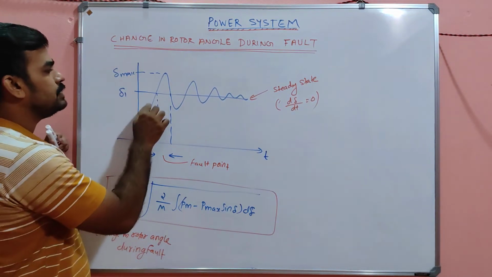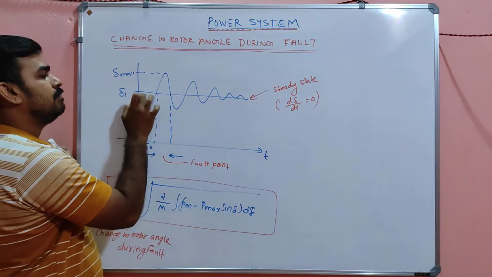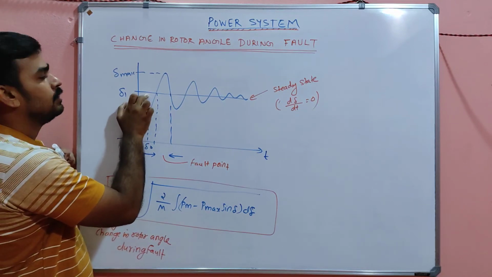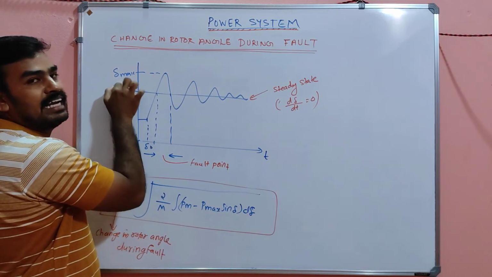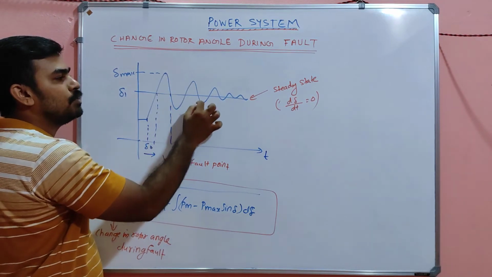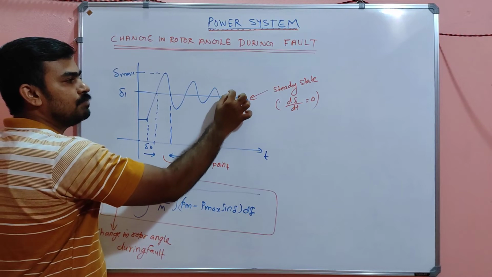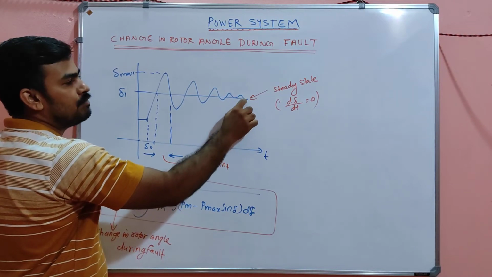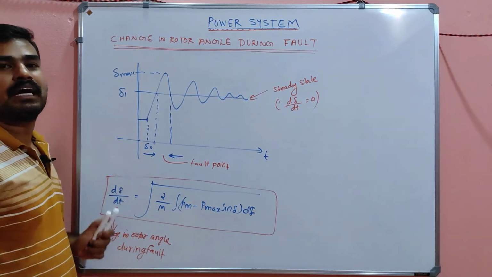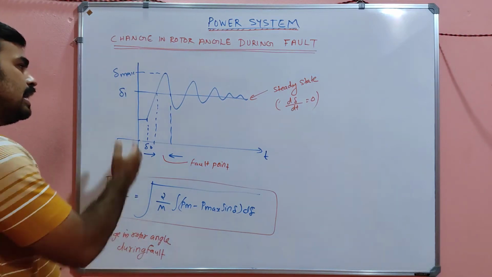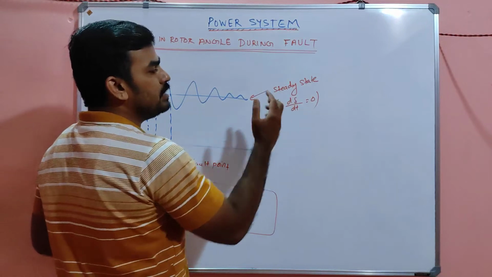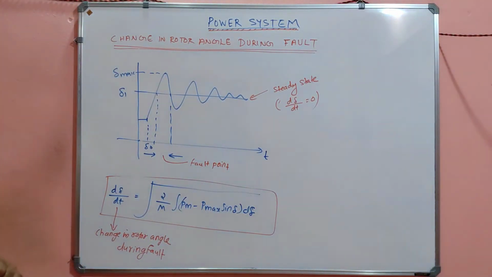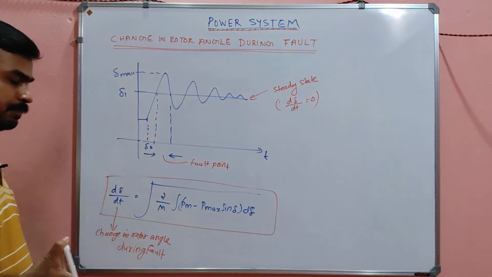So the rotor angle will be jumping to del 1, but del 1 is not suddenly acquired. Before that it will go to a very big rotor angle del max, and it goes through some oscillation. After some time it settles down, and finally it gets into a new rotor angle del 1, and del 1 is nothing but its new stable operating point, and at that point d delta by dt will be 0.